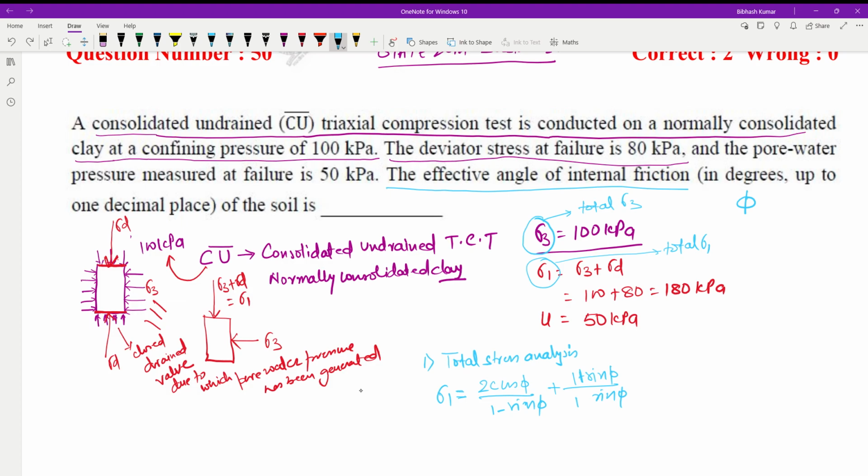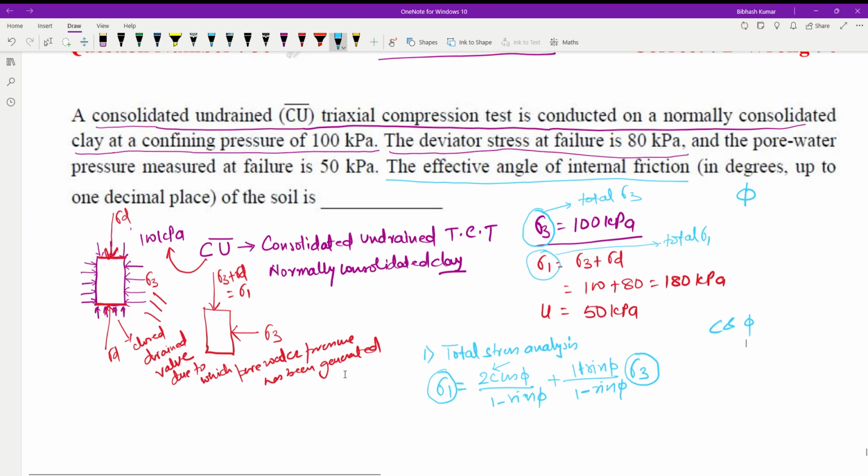Okay, this is the correct one. Sigma 1 is equal to 2c cos phi by 1 minus sine phi, plus 1 plus sine phi by 1 minus sine phi, and this is nothing but sigma 3. If you use this as total sigma 3 and this as total sigma 1, then we have performed the total stress analysis, and this is going to be the total strength parameter, that is c and phi.